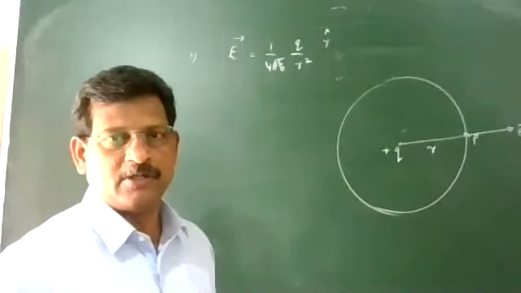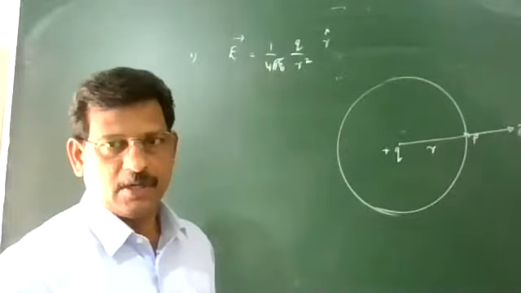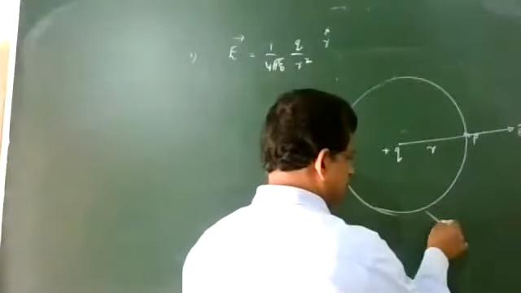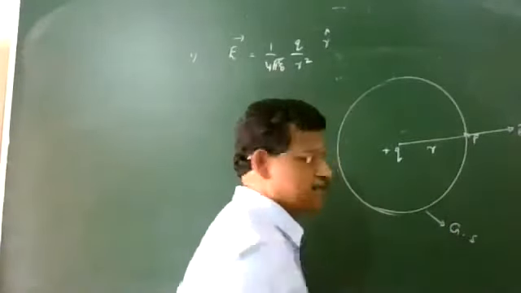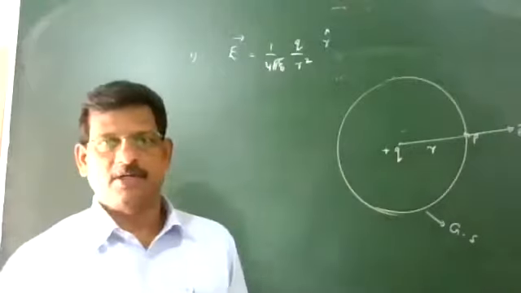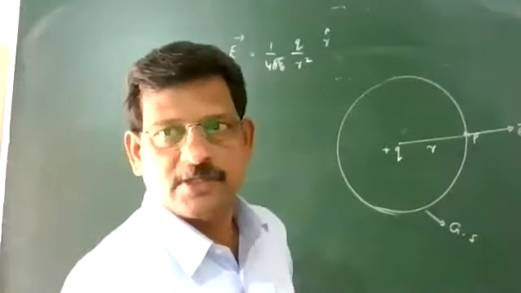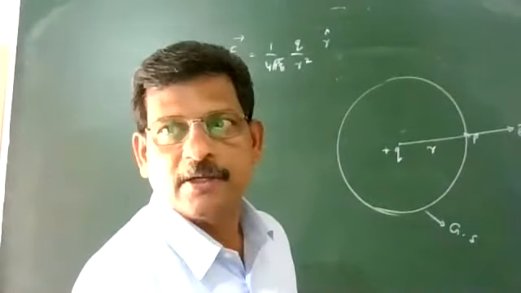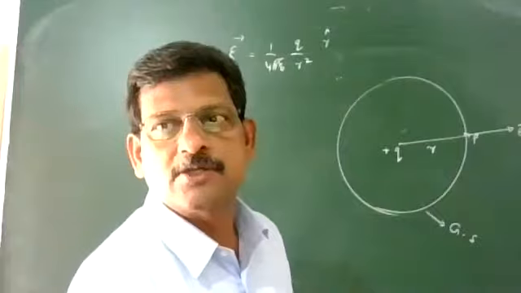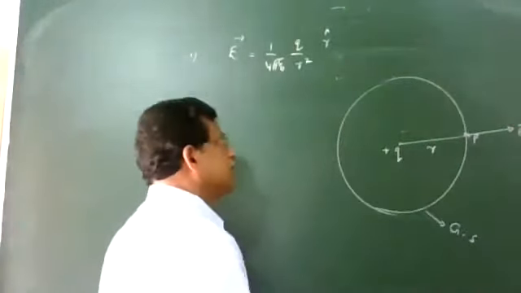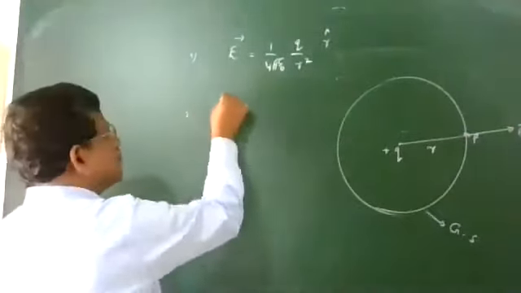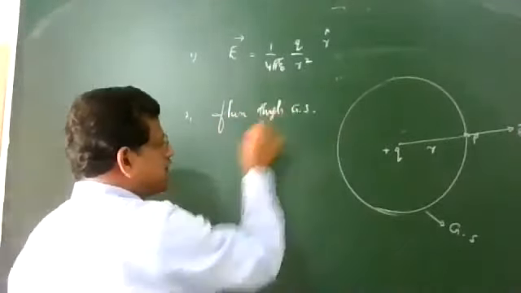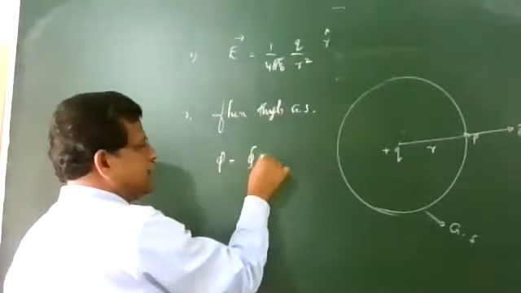And we want to find out the flux through the surface. The surface we consider for calculating the flux, we call it as Gaussian surface. The surface that we use for calculating flux, we call it Gaussian. Second point, flux through Gaussian surface. Flux through this Gaussian surface, phi is equal to closed integral E dot ds.